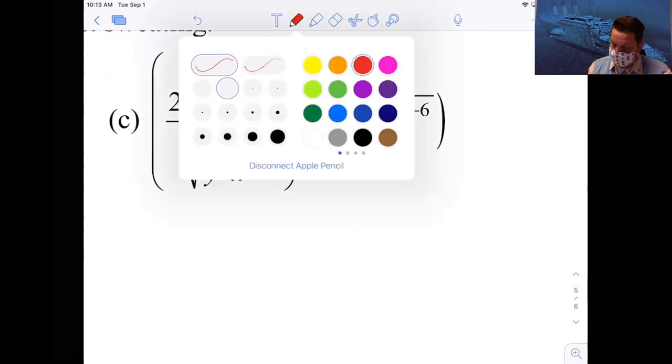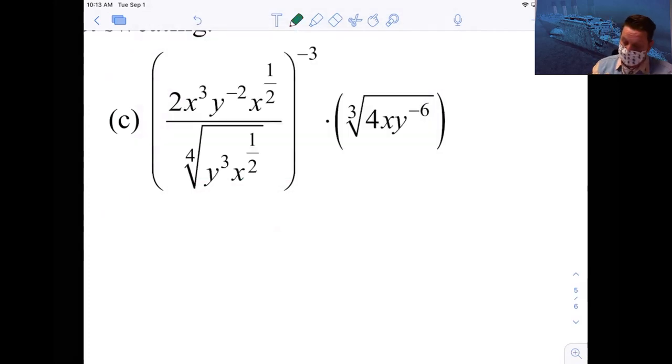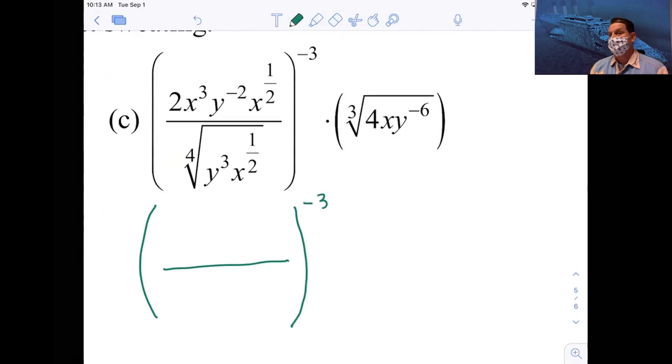Let's not use red. I got some of these cool colors over here that I copied. Ooh, look at that. How about, ooh, this is good. Kind of an aquamarine. I've got all of this to the negative third, okay? I'm going to build the shelf. I'm going to focus on the fourth root. So it's going to be that entire quantity to the what power instead of the fourth root?